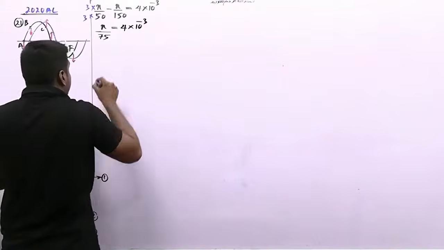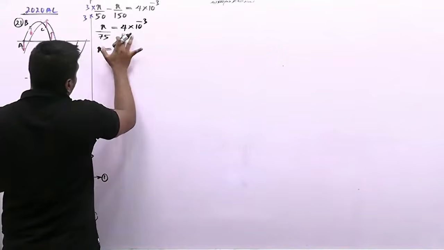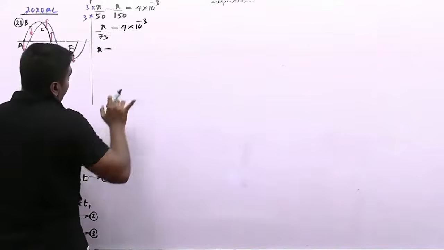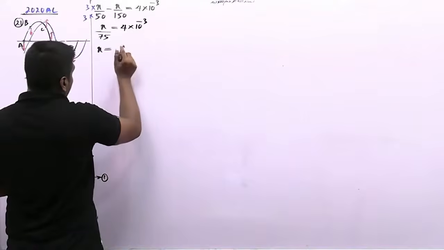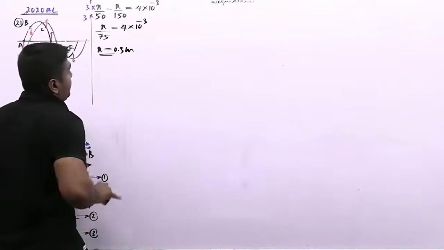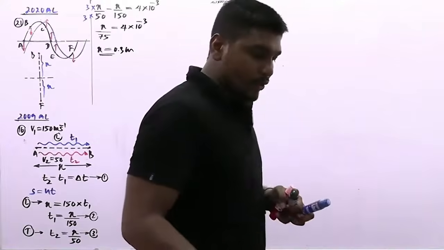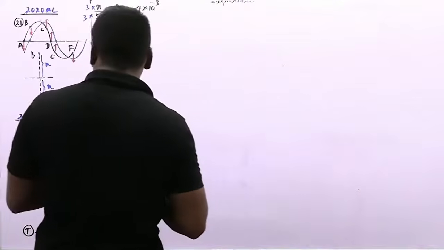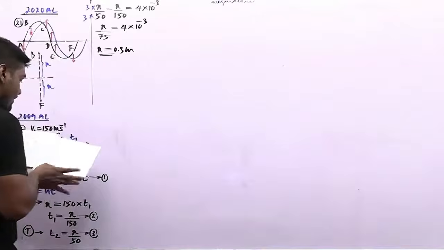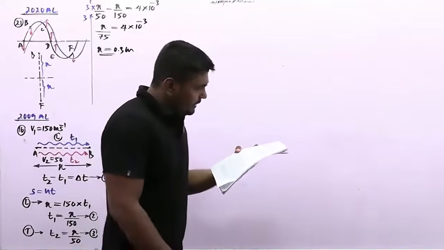When you substitute, simple x is going to be equal to how much? That is going to be equal to 75 into 4, which is 300. 300 into 10 to the power minus 3 is 0.3 meter. Nice question. The answer is the fourth one. Question number 16 done, 15 done, 14.